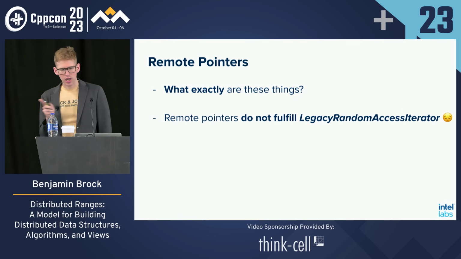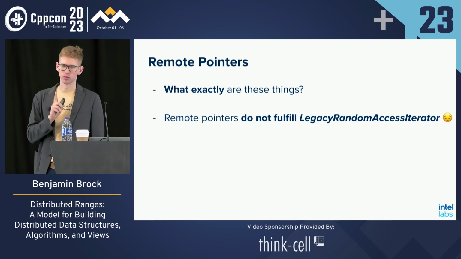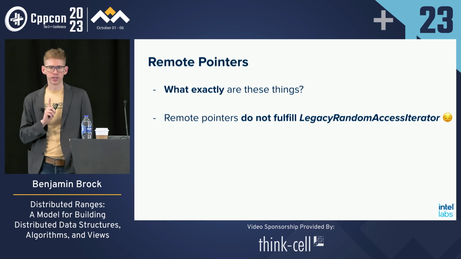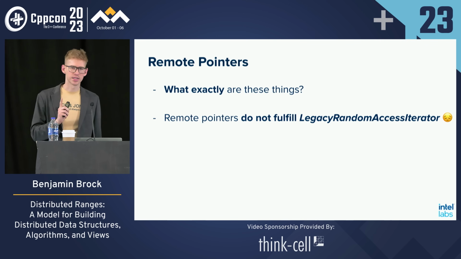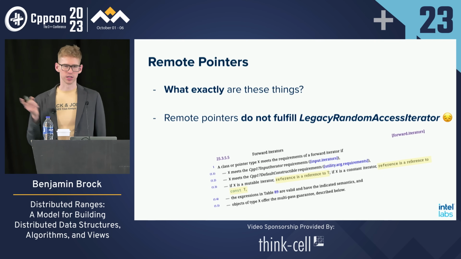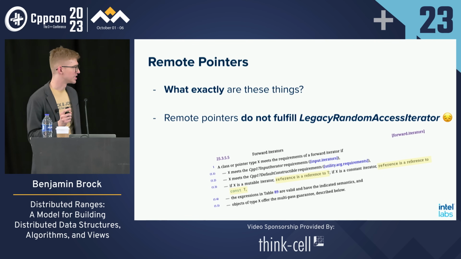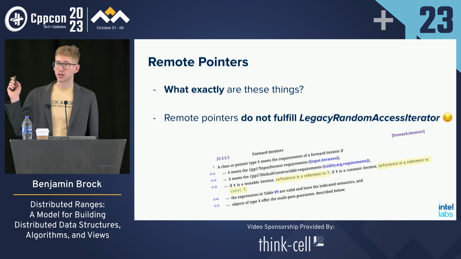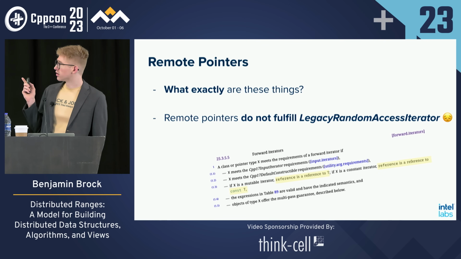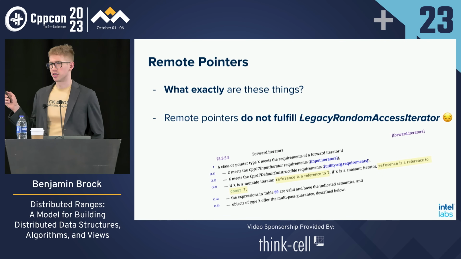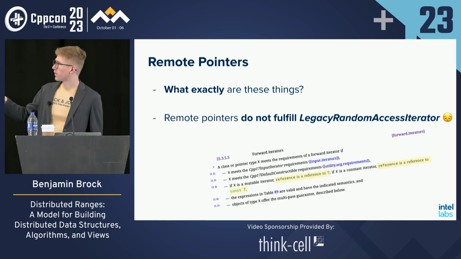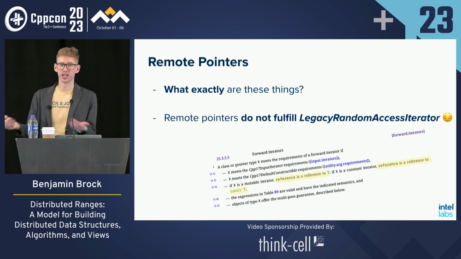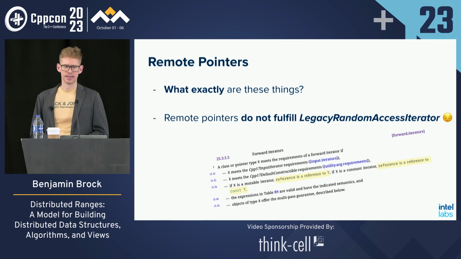Now, I want to stop for a moment and reflect on exactly what these remote pointer things are, and also to point out that they do not fulfill legacy random access iterator, or as it's called in the standard, Cpp17 random access iterator. In fact, they don't even fulfill legacy forward iterator, because legacy forward iterator requires that when you dereference the object, you get a raw language reference. Right, so that's a sad face.